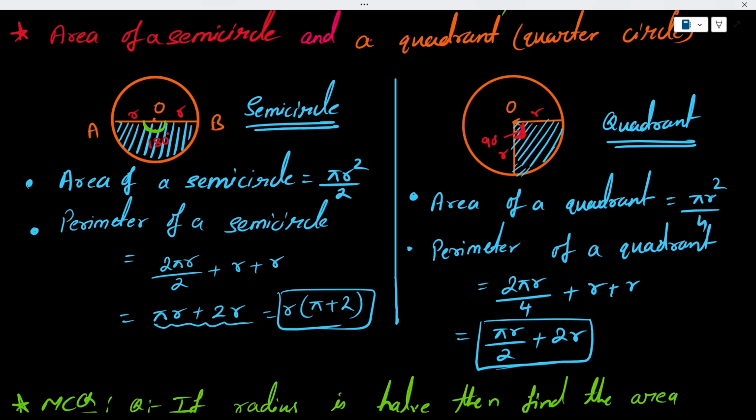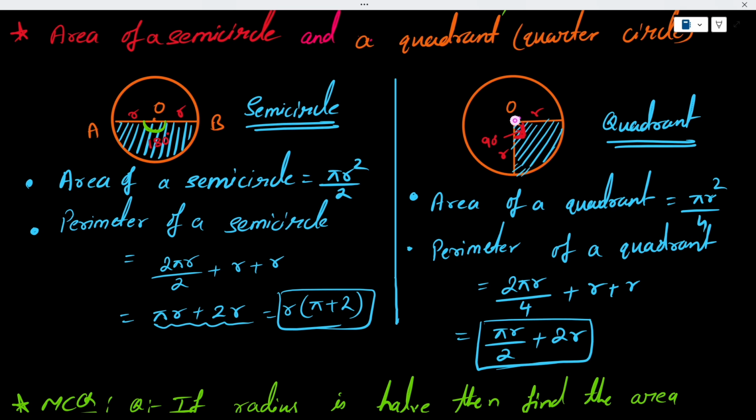Similarly, what does a quadrant of a circle mean? It is 1/4 of a circle. So the central angle is always 90 degrees. Then how do we calculate the area of the quadrant? Because the circle is divided into 4 equal parts, the area will be pi r square by 4.